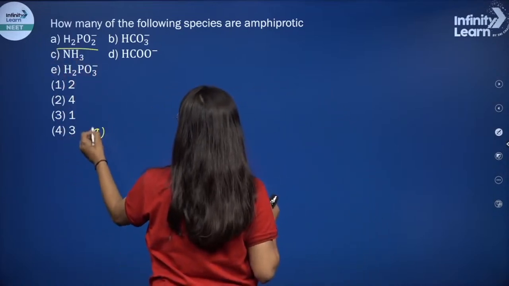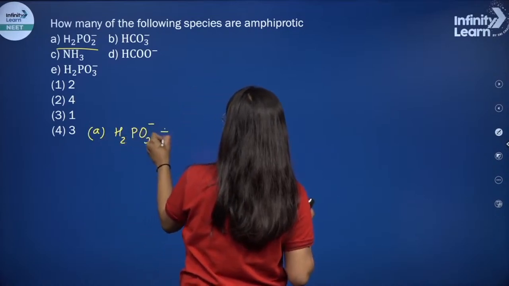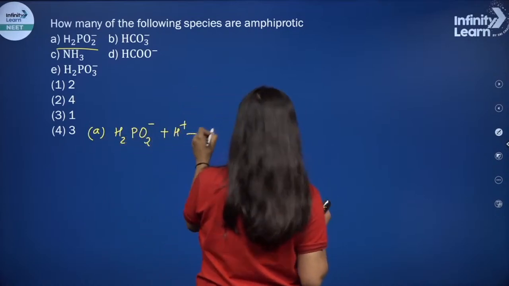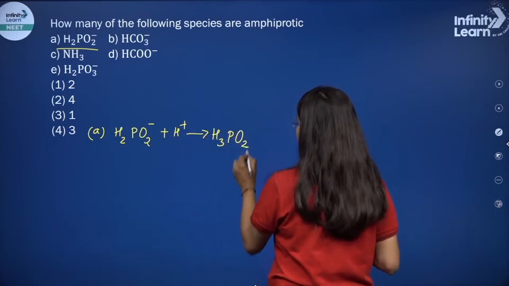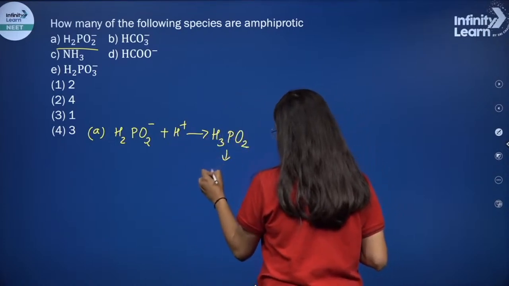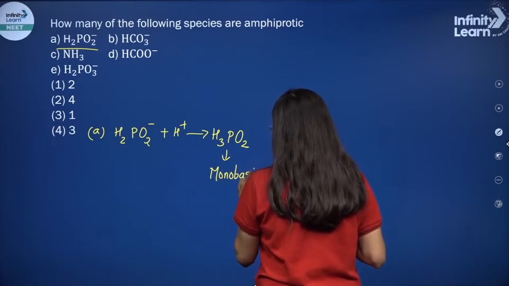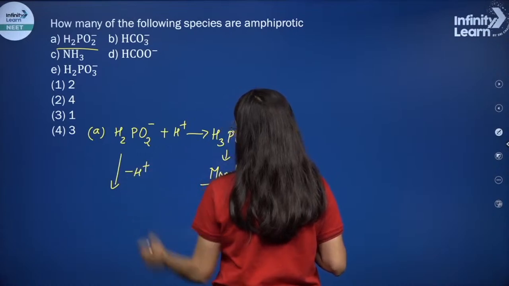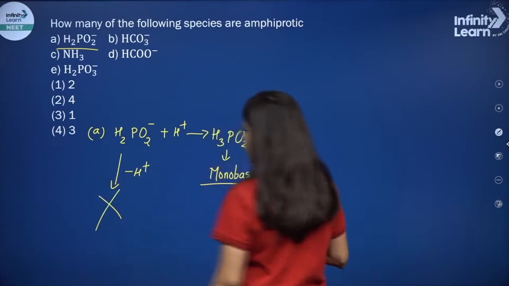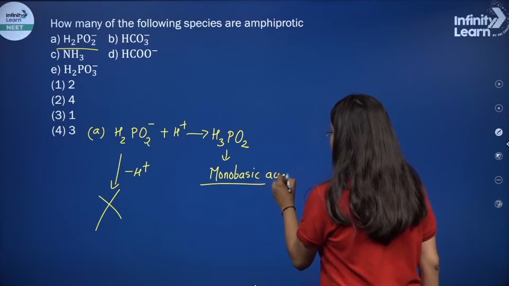H2PO2 minus. First, H2PO2 minus. So when I'll add H plus, I'll be getting what? H3PO2. If you remember the structure, it is a monobasic acid. It cannot give. Now can it give one more H plus? No, it cannot give. This reaction will not take place. It is a monobasic acid. Why? Because it contains only one OH bond.